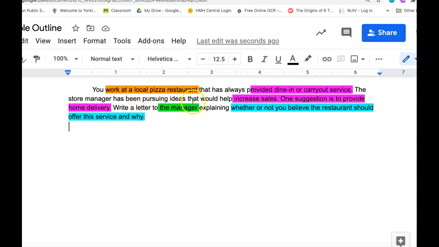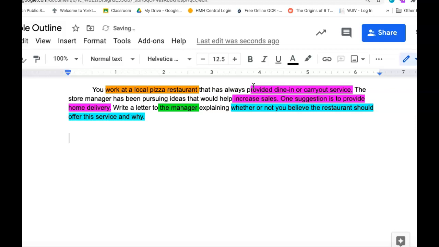So you work in a pizza restaurant. The pizza restaurant has always been that the customers come to you and they either eat there or they carry out. The manager is considering doing home delivery, where you guys actually get in a car and deliver the pizzas to people's houses. So you're going to decide if you think they should offer this service and why.